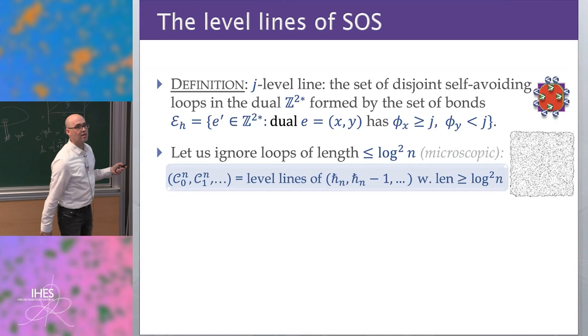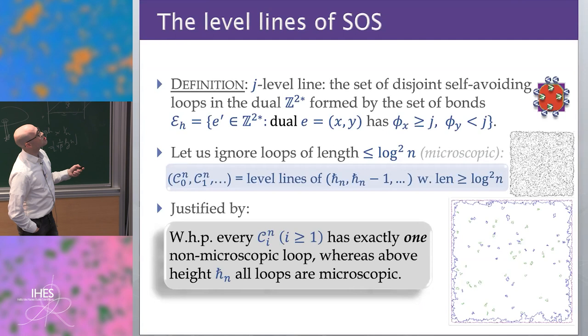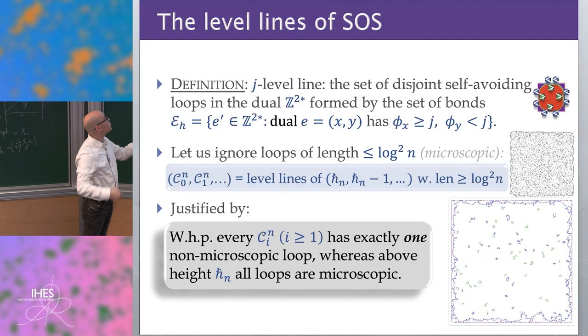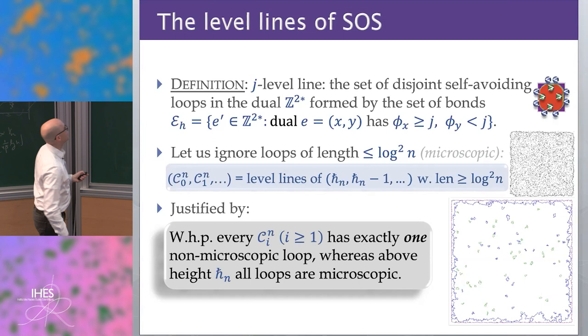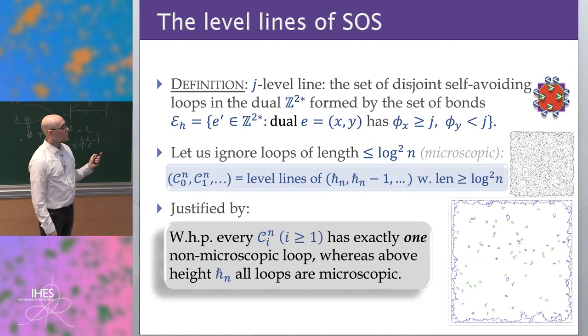So we clean everything: anything bigger than log squared does not exist, except for one loop that actually is going to have a size that is linear up to the critical height. So from height zero up to the critical height, if you clean the thermal fluctuations, you're left with one loop. This is with high probability. And above this level H_N, you have nothing, just the microscopic ones.